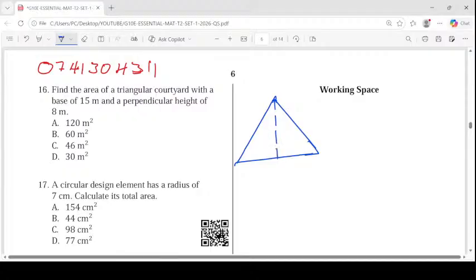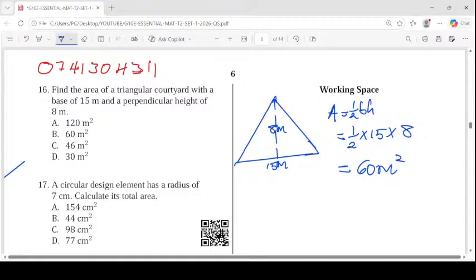So the base is 15 meters and the perpendicular height is 8 meters. And they want the area. So we are going to say area is given by a half multiplied by base multiplied by the height. So this will be a half multiplied by the base 15 by the height of 8. So this exactly becomes 60 square meters, which is choice B for boy.